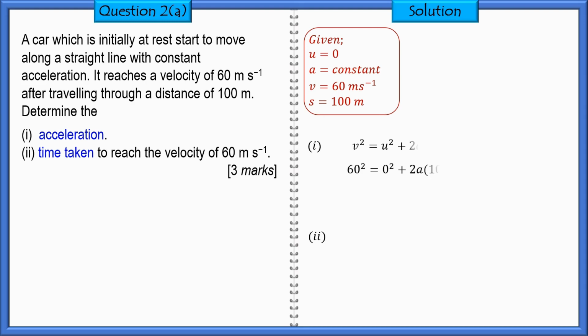First, to calculate the acceleration, referring to all information that you have stated here, we can use the equation v square equal to u square plus 2as, and substitute the value, you will get the acceleration, which is equal to 18 meters per second squared. For the time taken to reach the velocity of 60 meters per second, find the equation that has t inside the equation. So in this case, you can use the equation v is equal to u plus at, and then v is 60, u is 0, a we have calculated earlier, which is 18. Then you can calculate the t, which is time taken to reach the velocity of 60, equal to 3.33 seconds.